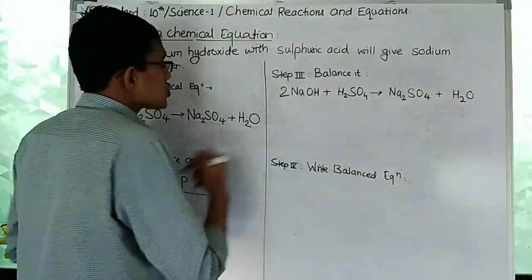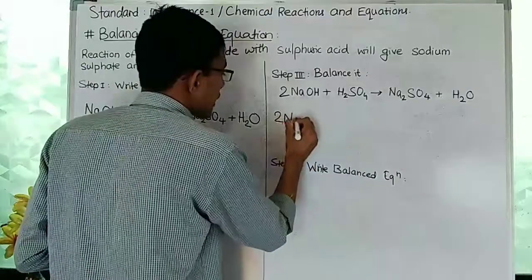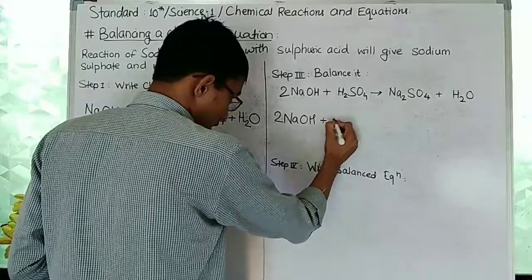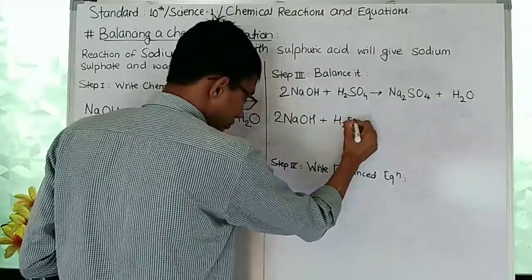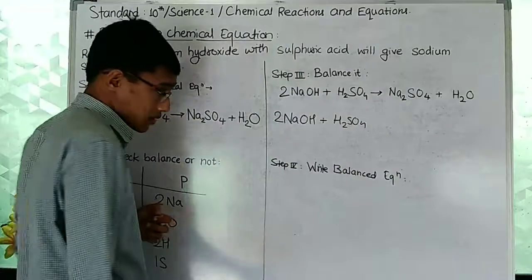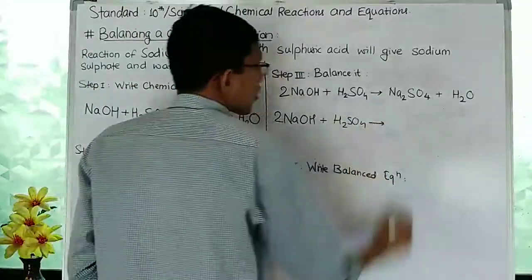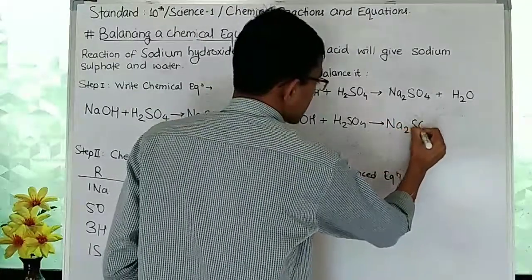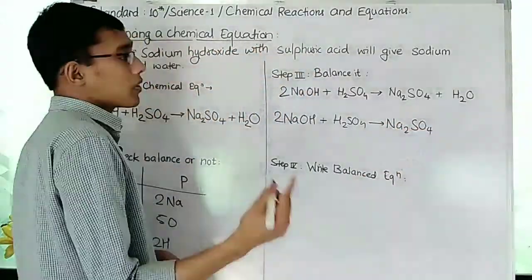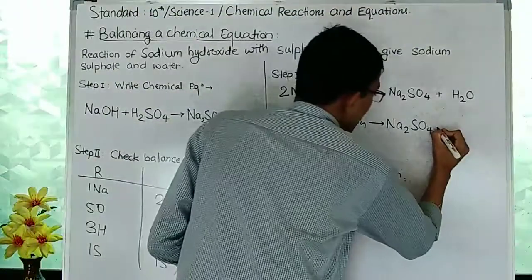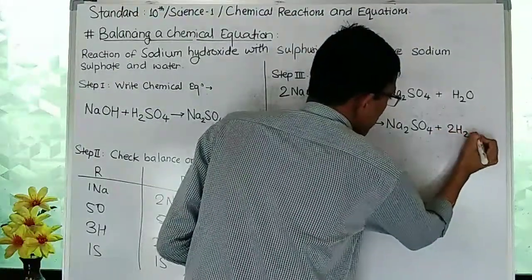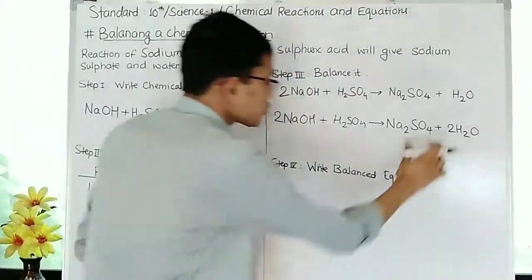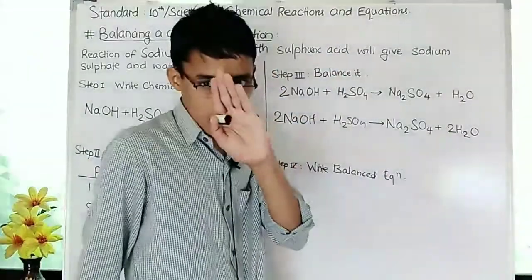So what I can do, I will take 2NaOH. We are not going to alter this sodium hydroxide. Again we will keep the hydrogen sulfate, that is H2SO4, sulfuric acid as it is. Also, we are going to keep sodium sulfate as it is, and we will be altering the molecules of water. So I will take 2 molecules of water, 2H2O. So 2H2O gives us 4 hydrogens. 2 into H2, that will be 4 hydrogens.